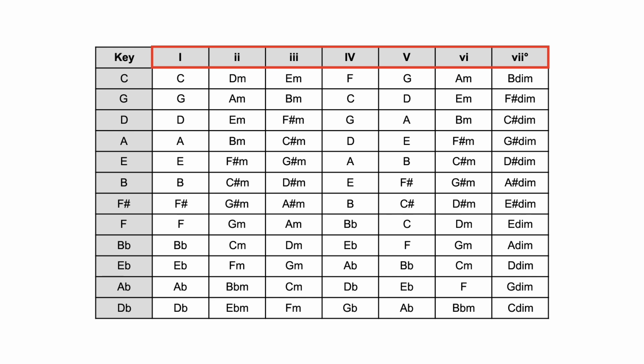So in the case of the major diatonic chord progression, the 1 chord is a major chord, the 2 chord is a minor chord, 3 chord is a minor chord, 4 chord is a major chord, 5 chord is a major chord, 6 chord is a minor chord, and finally the 7 chord is a diminished chord. Now this major diatonic chord progression of major, minor, minor, major, major, minor, and diminished stays the same regardless of key. So now let's take a look at this major diatonic chord progression in all 12 keys.